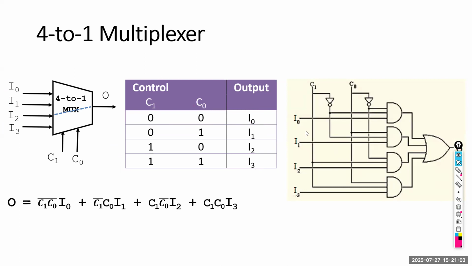Therefore, it's always one of the inputs that is your output, depending on your control signal combination, whether it's 0 0, 0 1, 1 0, or 1 1.